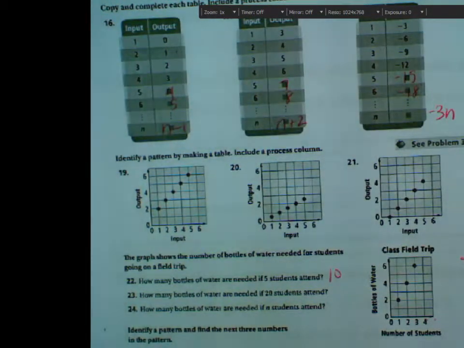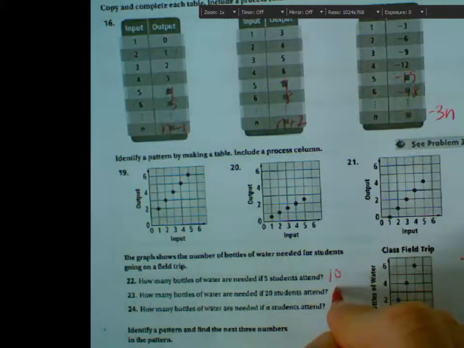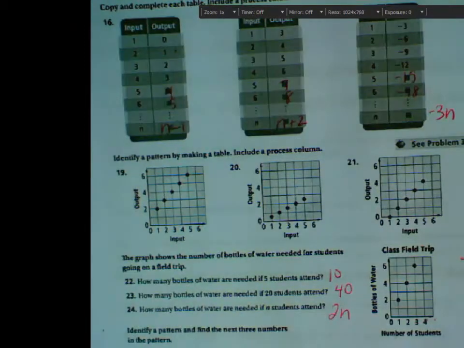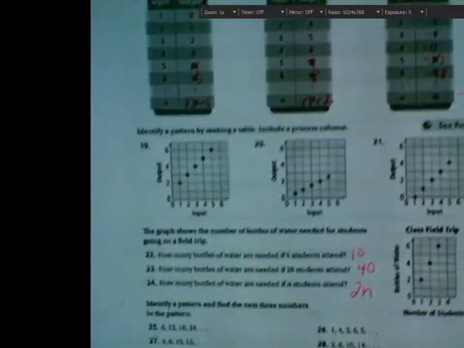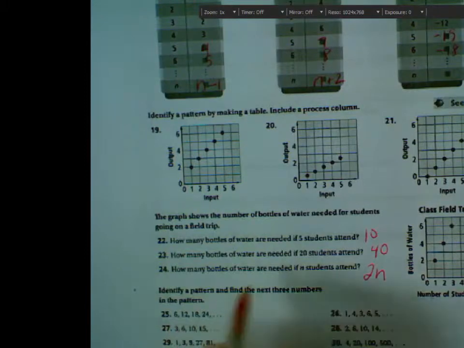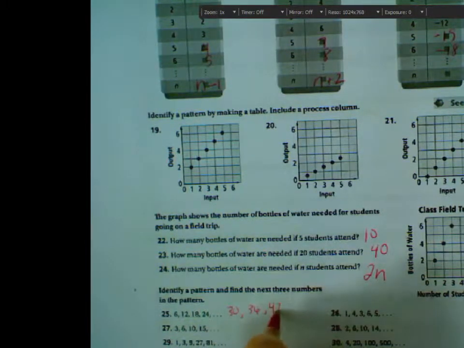And then I can see that the pattern is there's 2 bottles of water for every student. So 20 students would need 40 bottles of water, and n students would need 2n bottles of water. Here the pattern is going up by 6, so the next three numbers are 30, 36, and 42.